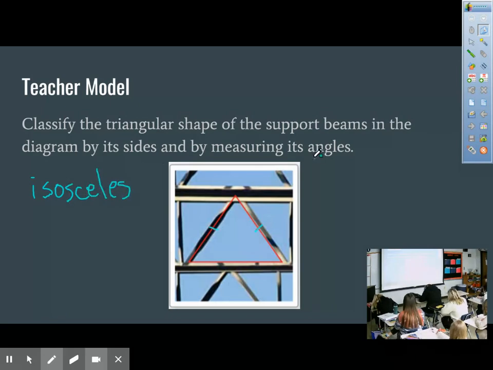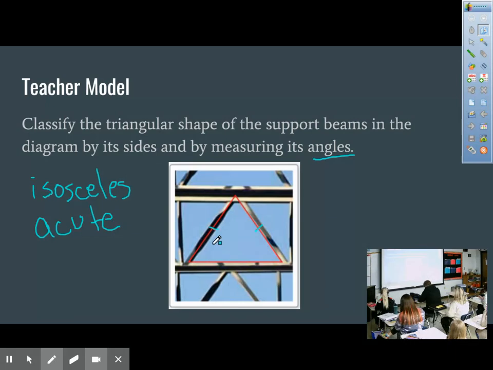So since 2 of the sides are marked congruent, I know that's isosceles. And then to measure it by its angles, I'll look to see if there's any right angles, and there's not. There's not an obtuse angle. All 3 of the angles are acute, so it's an isosceles acute triangle. Or you could say an acute isosceles, either way. So it's isosceles and it's acute. And none of the angles are marked congruent, so I wouldn't say it was equiangular because they're not marked.